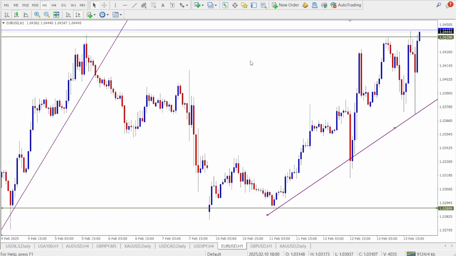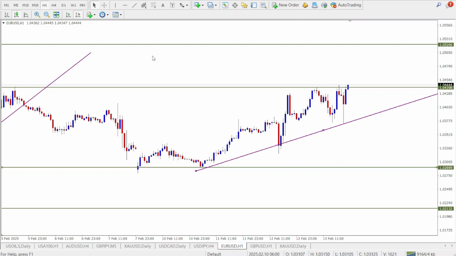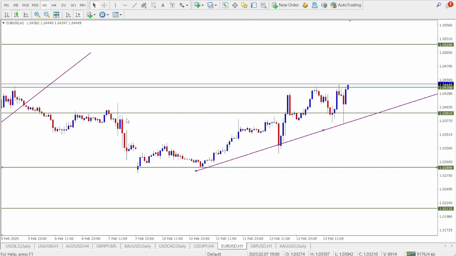Now let's just walk through a step-by-step trade setup. Here's exactly how you can execute this 1 hour price action trading strategy. The first thing for you to do is to identify key levels. You mark your strong support and resistance levels on your chart. Then you look for previous price reactions at these levels to confirm their strength.